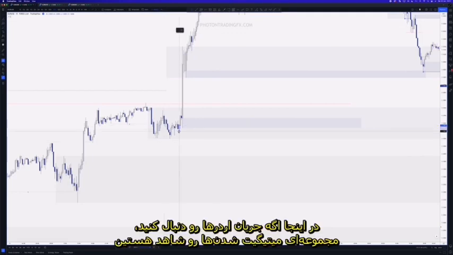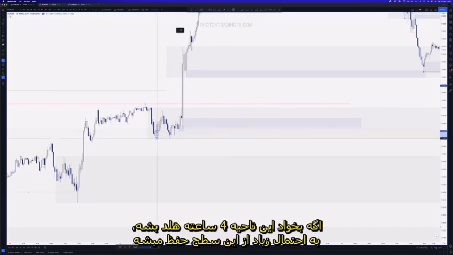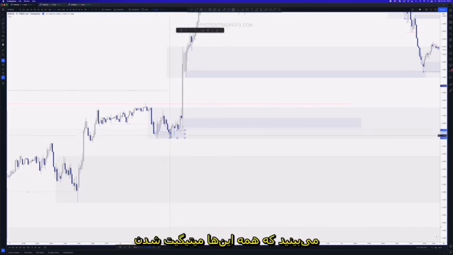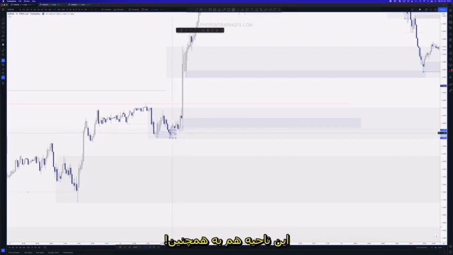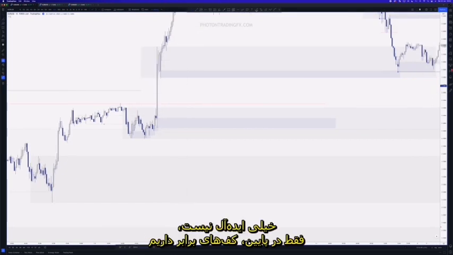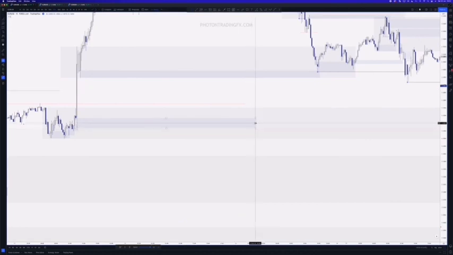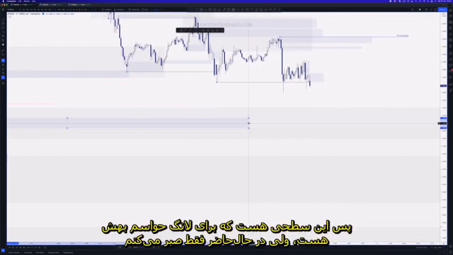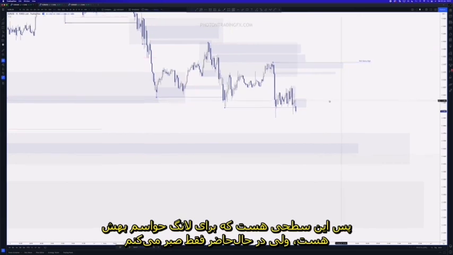But what I do like, a series of mitigations kind of makes sense, right? If you follow them all. I think if this 4 hour zone is going to hold, it makes sense that it would be from that level, right? You can see all of these are being mitigated, and then this zone here as well. Cool, okay, so this one's going to hold, this would be it, but no inducement, no sweep, and not the most ideal, but we pretty much have equal lows below, okay?